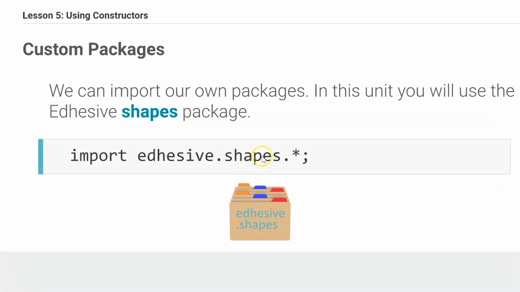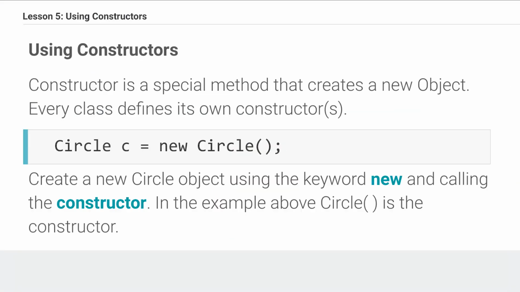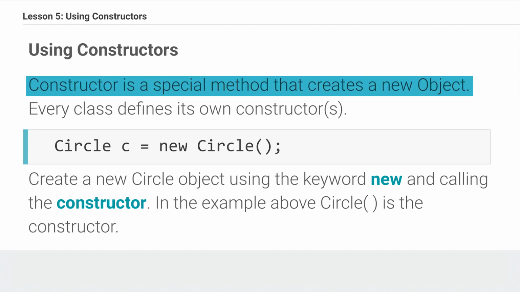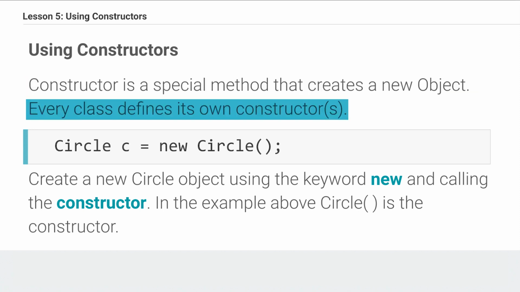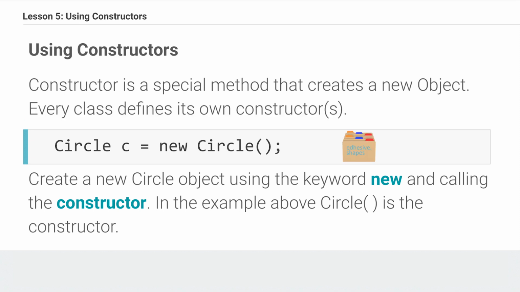with our shapes.star package. So constructors are a special method that create a new object. And every class actually gets to define its own constructors. We wrote these shape classes so that you can use them, and we had to actually write the code that defined these constructors. And you'll have a chance to do that later on in this class. But for now, you're just going to use the ones that are pre-written for you.